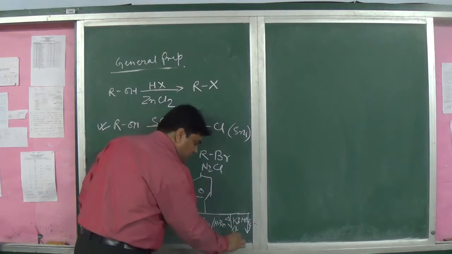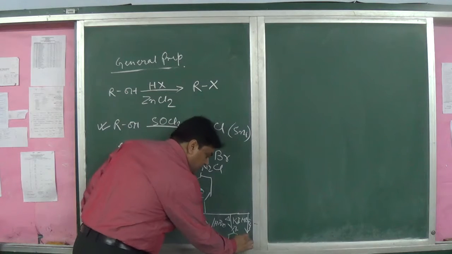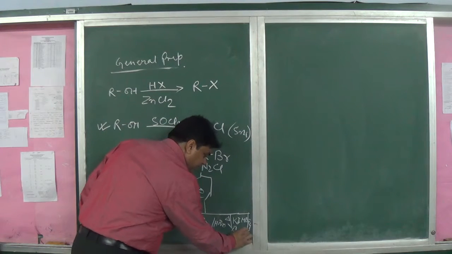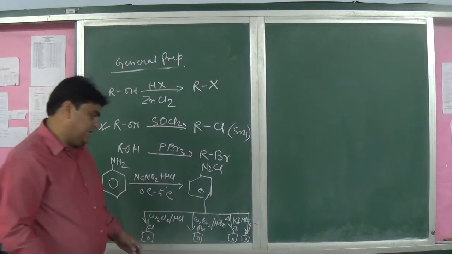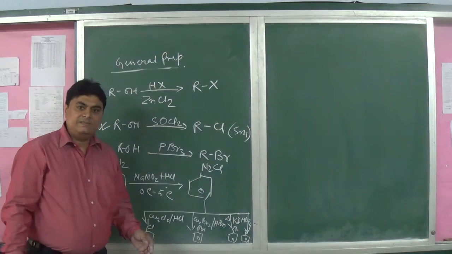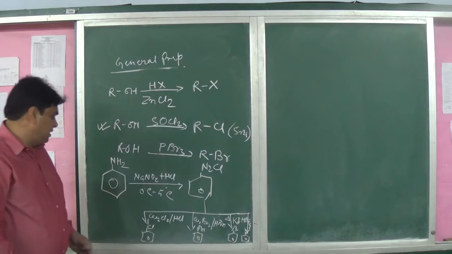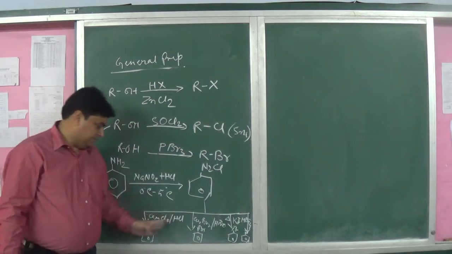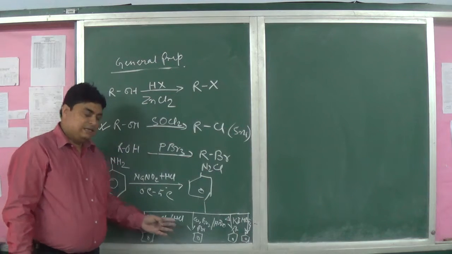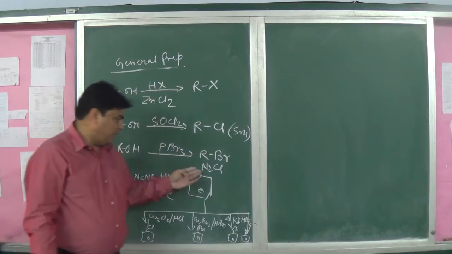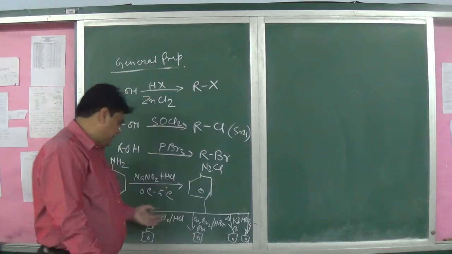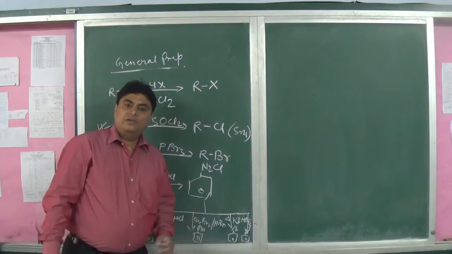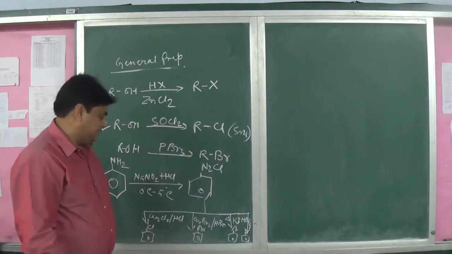With HBF4, we will get fluorobenzene. This reaction is known as the Balz-Schiemann reaction. So the preparation of all these halogens can be done with the help of this N2Cl and subsequent production of different types of halogens.